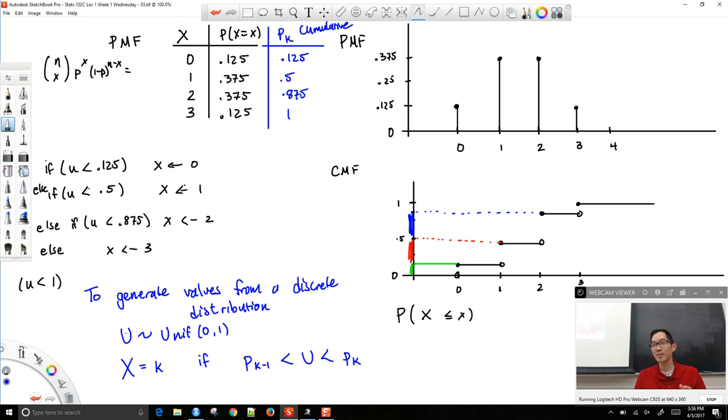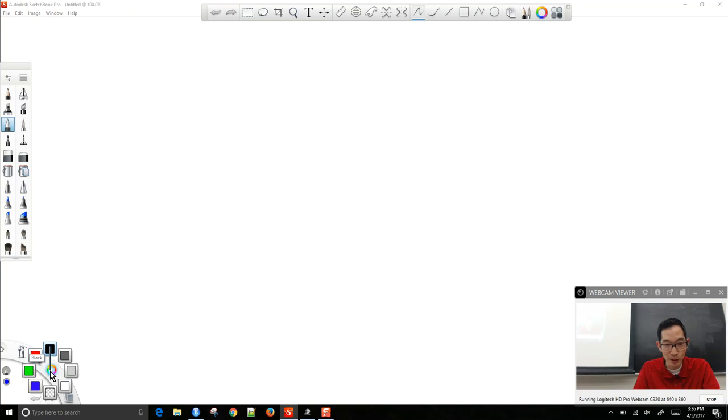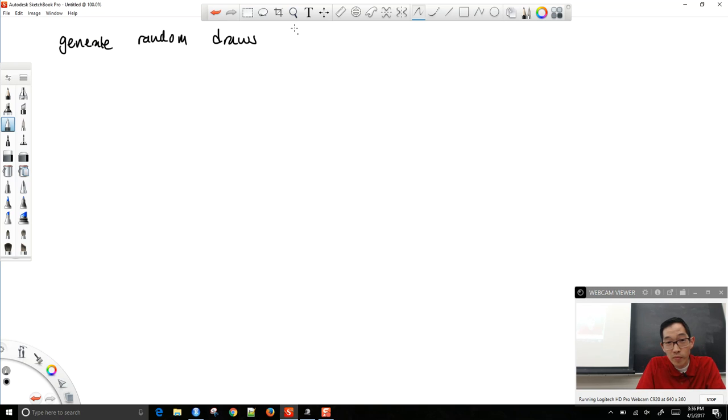I don't know if I should write this down or let you wrestle with it. I'll do a very loose pseudocode here, and then I'll give you the homework assignment to do it, right? So let's say, generate random draws from a binomial with n equal to 50 and, I don't know, p equal to 0.5 or something like this, right?